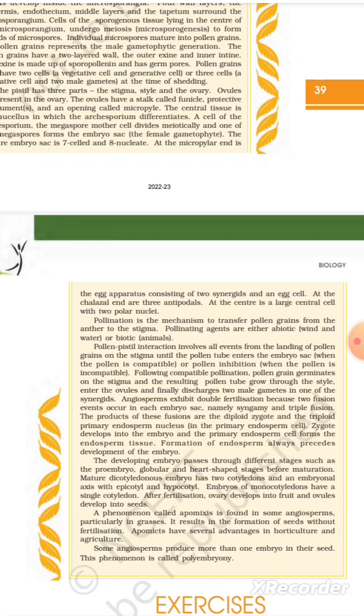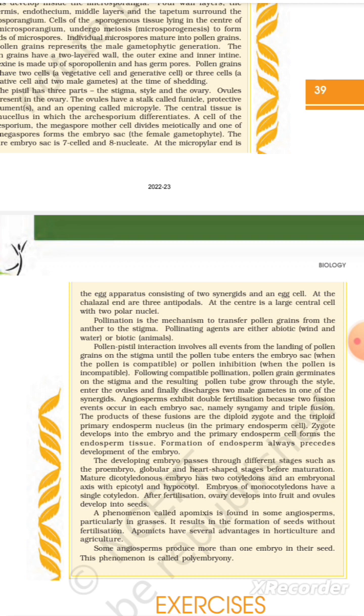Pollination is the mechanism of transfer of pollen grains from the anther to the stigma. Pollinating agents are either abiotic, wind and water, or biotic, animals. Pollen-pistil interaction involves all events from the landing of pollen grains on the stigma until the pollen tube enters the embryo sac. When the pollen is compatible, it is accepted; when the pollen is incompatible, it is inhibited. Following compatible pollination, the pollen grain germinates on the stigma and the resulting pollen tube grows through the style, enters the ovule, and finally discharges two male gametes in one of the synergids.